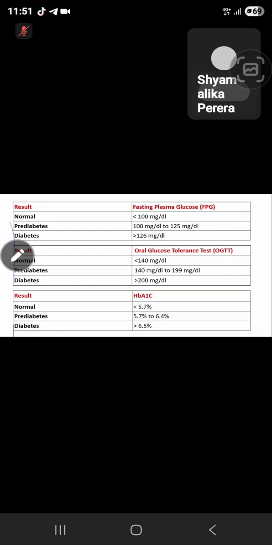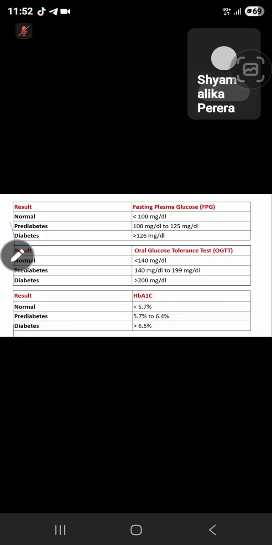So this is the other way of classifying with fasting plasma glucose. If it is less than 100, it's normal. If it is 100 to 125 milligram per deciliter, it's termed as pre-diabetes. If it is 126 or more, it's termed as diabetes. When we think about the OGTT test, I'm giving these values for the second hour value.